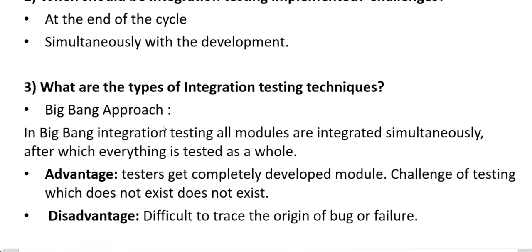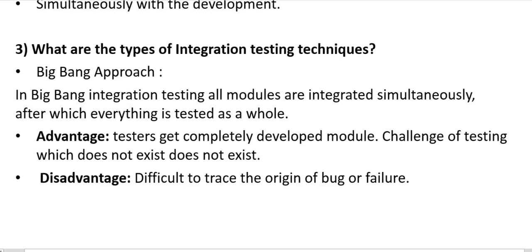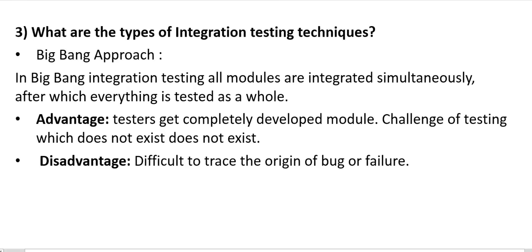What are the types of integration testing techniques? Big Bang approach. In Big Bang integration testing, all modules are integrated simultaneously, after which everything is tested as a whole. Advantages: testers get completely developed modules, and the challenge of testing something which does not exist is not there. They don't have to face that challenge. Disadvantages: it is difficult to trace the origin of a bug or a failure.